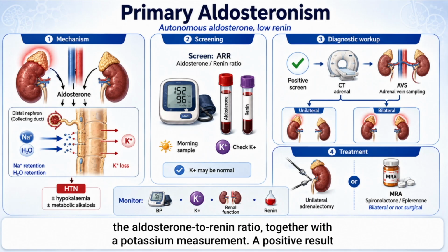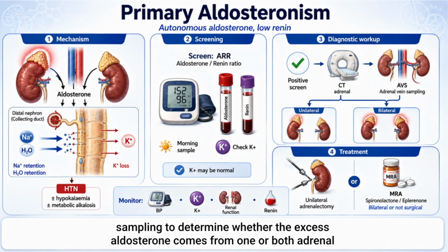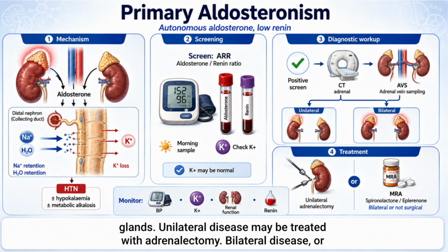Screening is performed using the aldosterone to renin ratio, together with a potassium measurement. A positive result is followed by further evaluation, including adrenal CT and, when needed, adrenal vein sampling to determine whether the excess aldosterone comes from one or both adrenal glands. Unilateral disease may be treated with adrenalectomy.